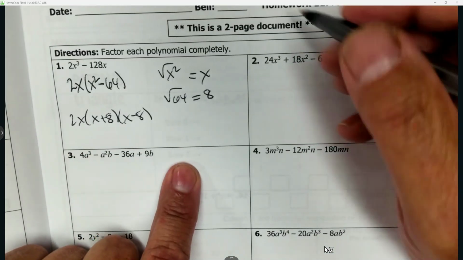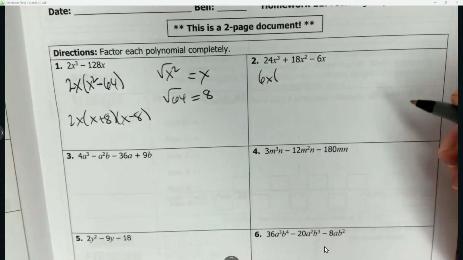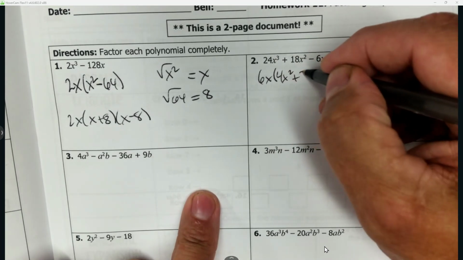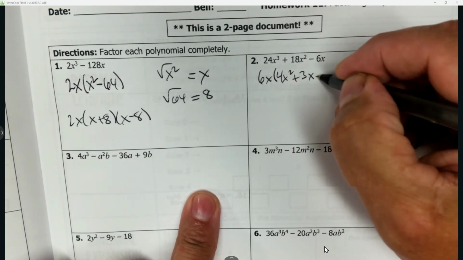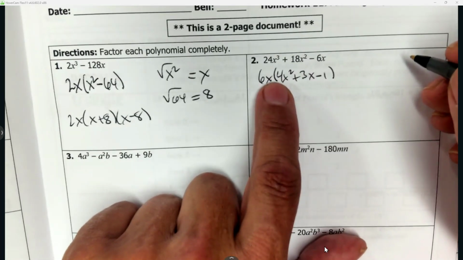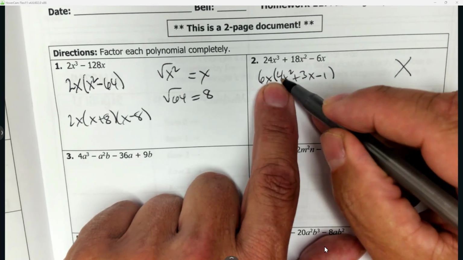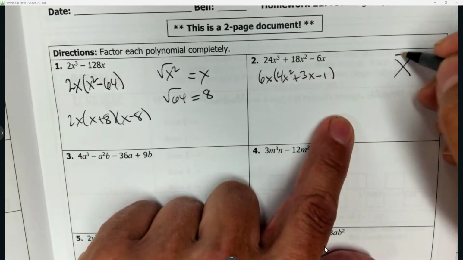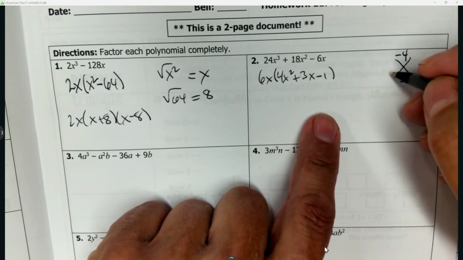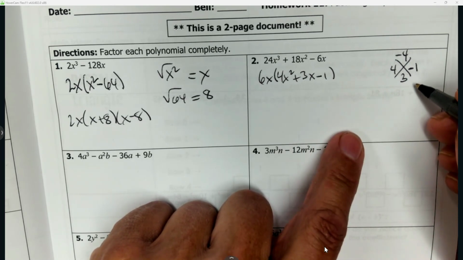What do they all have in common? So 6 goes into each one, and x. So that's the greatest common factor. Divide. That's 4x squared. That's 3x. And minus 1. Now I recognize it as a trinomial, but the first number is not 1. So we have to do this in 2 steps. So the first number times the last number, and then positive 3. And then find 2 numbers that multiply to negative 4 and add to 3.